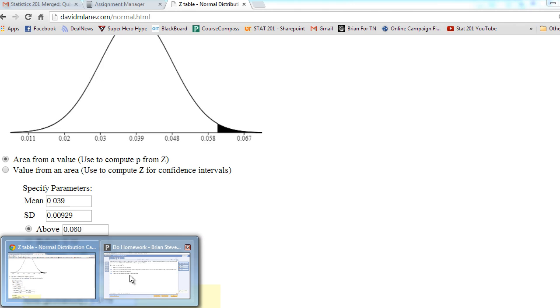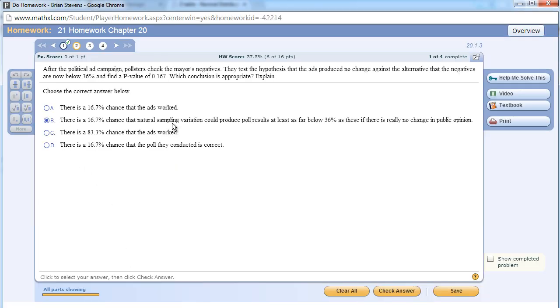So going back, because I know you want to see some answers, the answer to this question is, our results or results more extreme would occur 16.7% of the time due to natural chance sampling variation. That is what we were stating right here. Our results or results more extreme would occur 16.7% of the time due to natural chance sampling variation. That is what a p-value is.